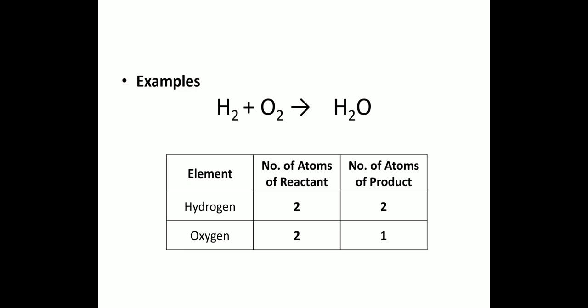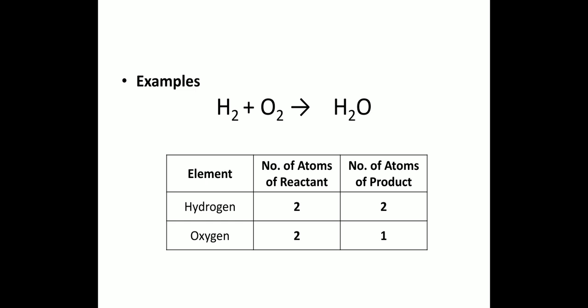For example, hydrogen molecule reacts with oxygen molecule to form water. Now look, how many oxygen atoms and how many hydrogen atoms are present on the reactant and product side? There are 2 atoms of hydrogen and 2 atoms of oxygen on the reactant side, whereas 2 atoms of hydrogen and 1 atom of oxygen are present on the product side. So the equation is unbalanced.